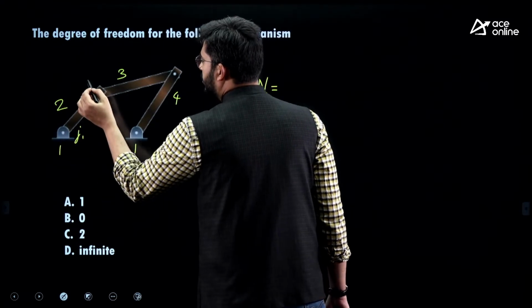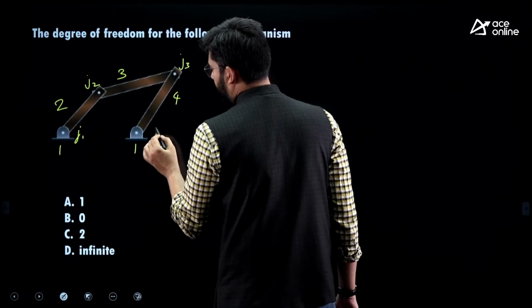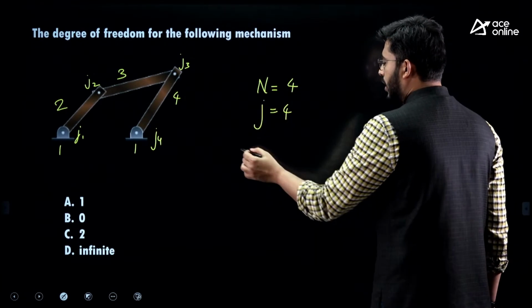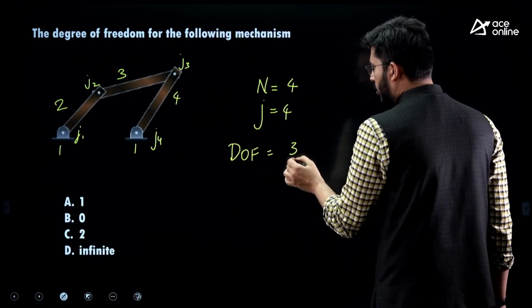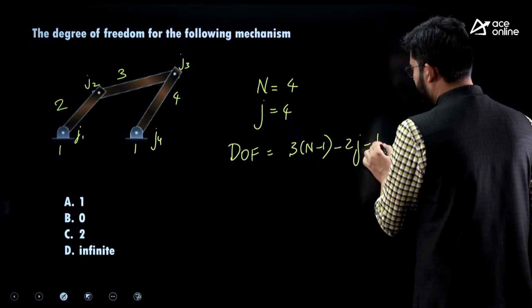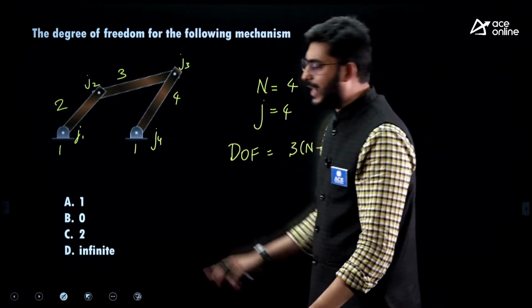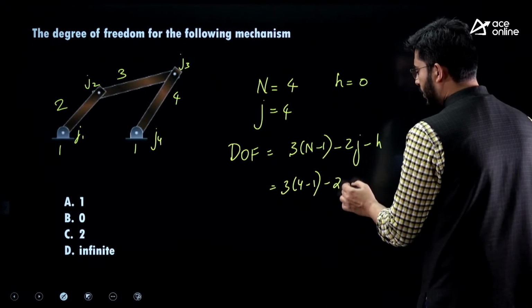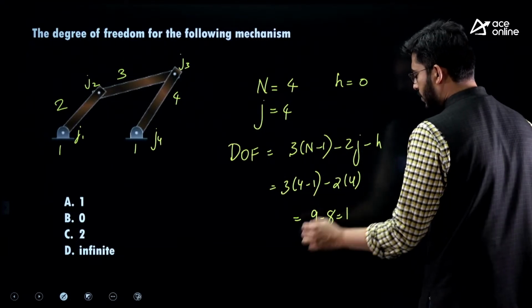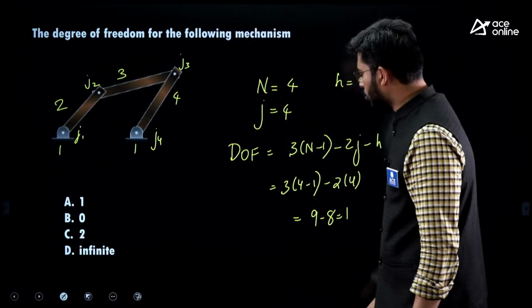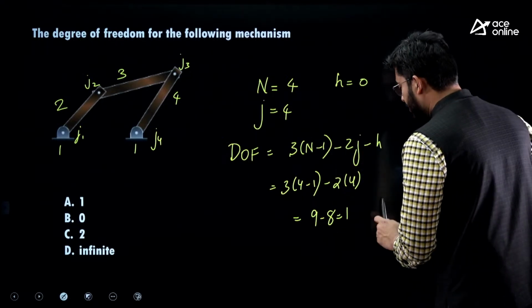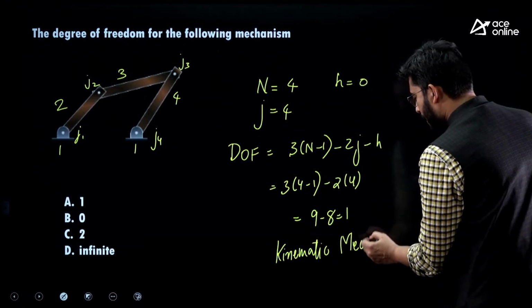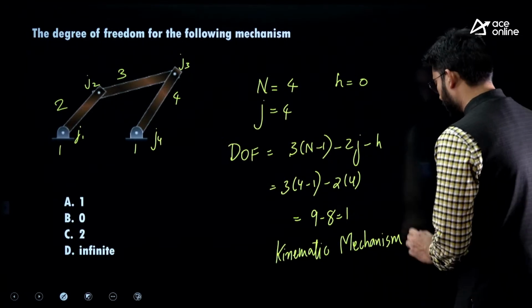This will be joint number 1, this joint number 2, this joint number 3, and this joint number 4. So number of links is equal to 4, number of joints is equal to 4. Degree of freedom equals 3(n minus 1) minus 2j minus h. As of now, guys, in this mechanism there is no higher pair included, so h is equal to 0. So this will be 3 into (4 minus 1) minus 2 into 4, which is 9 minus 8, equal to 1. So this 4-bar mechanism, guys, we also refer to as a kinematic mechanism or constrained mechanism.